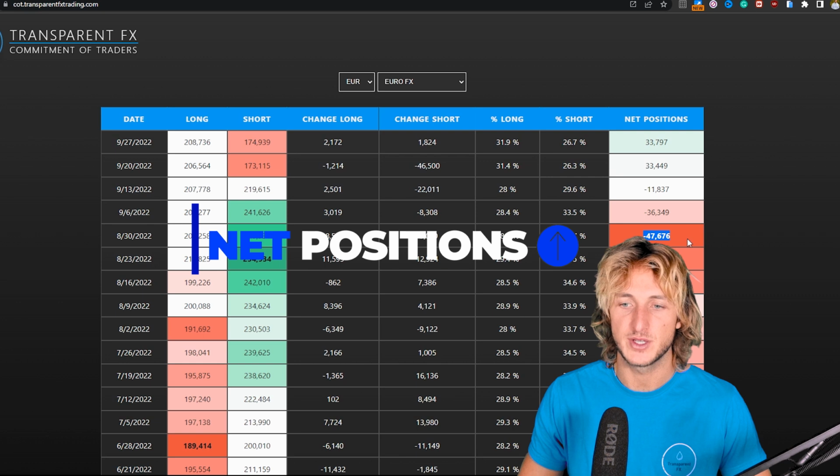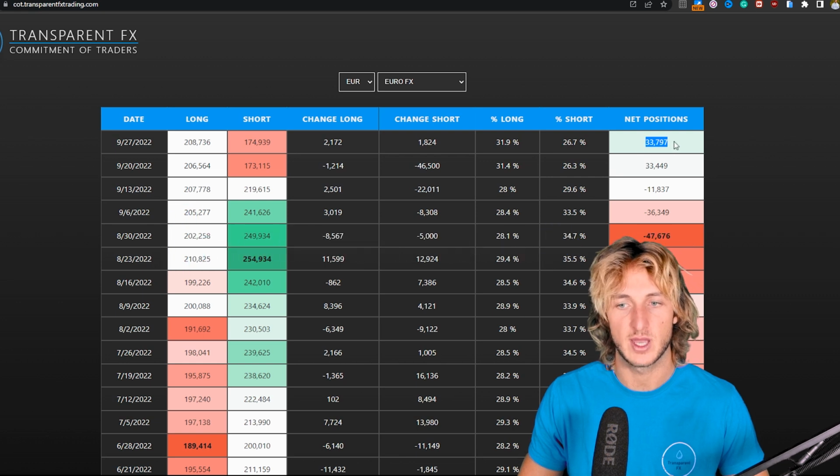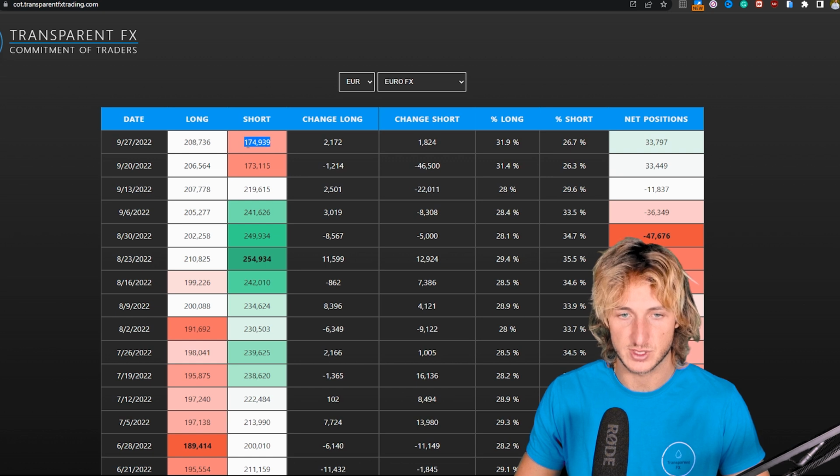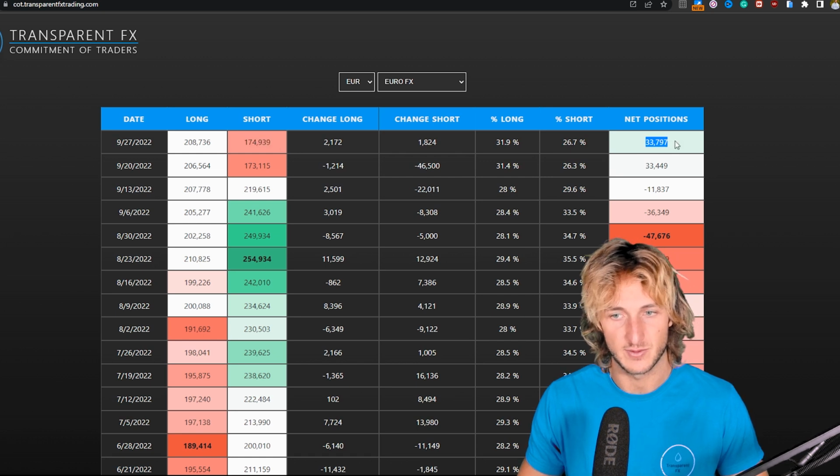We went from having minus 47k net positions up to having plus 33k net positions, meaning that we went from having more shorts than longs from an institutional perspective to now having more longs than shorts, with 208.7k longs compared to only 174k shorts, reaching 33.7k net positions.